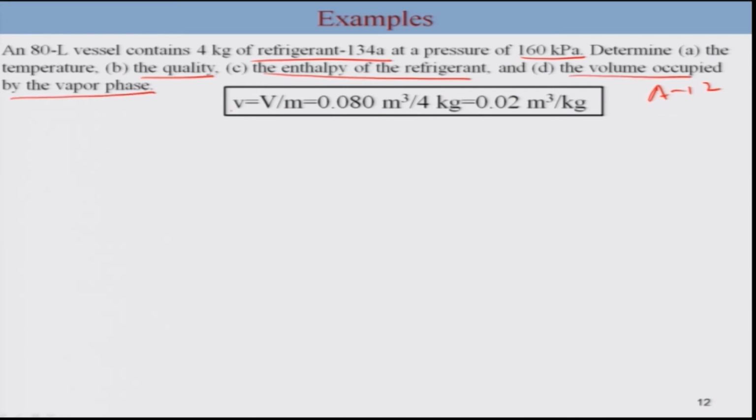So you can find the specific volume, which is V by m. You can convert this into meter cube, which will be this, so the volume divided by 4 kg. This becomes a specific volume, right? Now the question is: is this specific volume within the saturated region, or is it compressed liquid, or superheated vapor? That is the first thing you have to find out. So that means you need to look at the table.